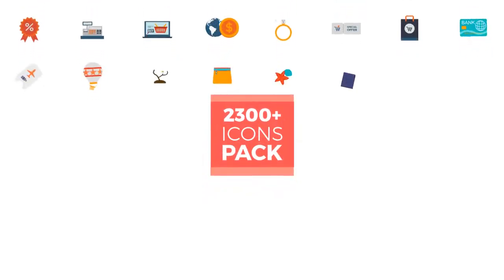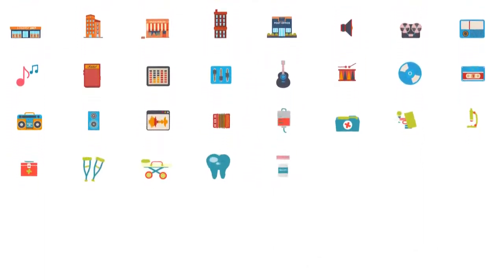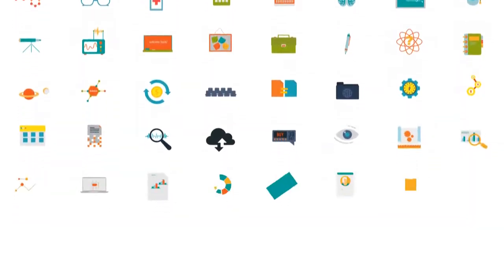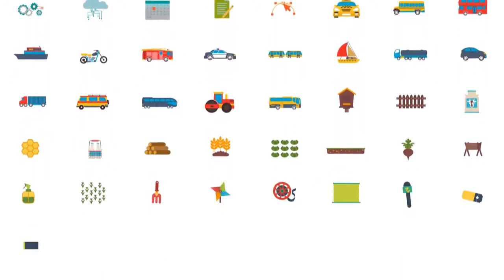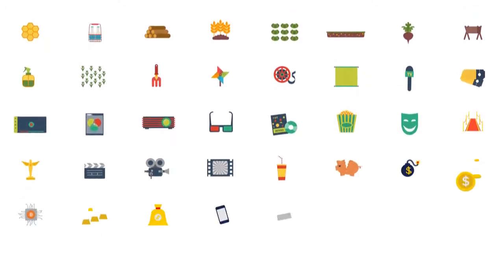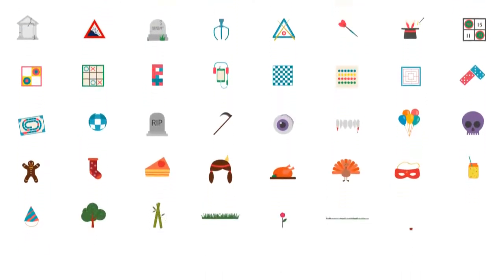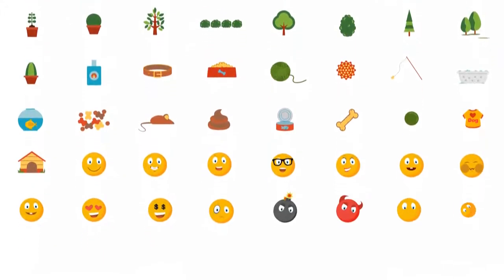Let me introduce you to a new library of 2,000 plus animated icons, 56 different topics, which has everything you need. Business, travel, animated forms, buildings, music, medicine, education, SEO, IT, transport, farm, cinema, economy, entertainment, holidays, plants, animals, humor, tags, and much more. And guess what? The library is going to grow with more and more update packs.